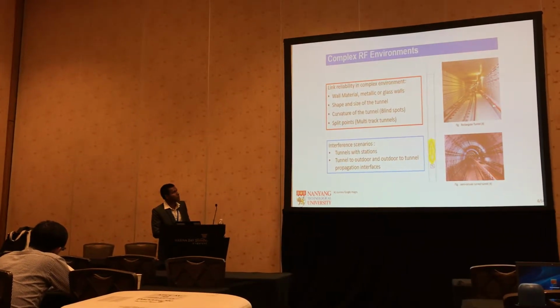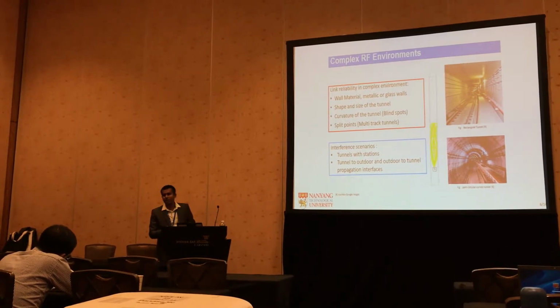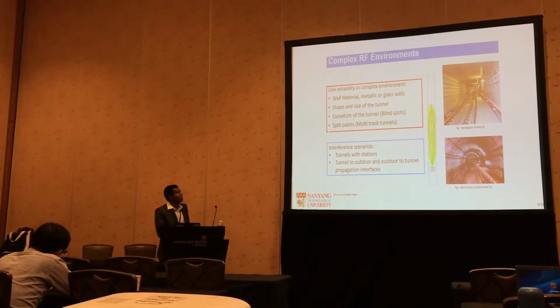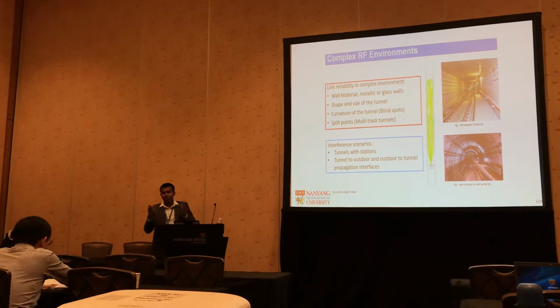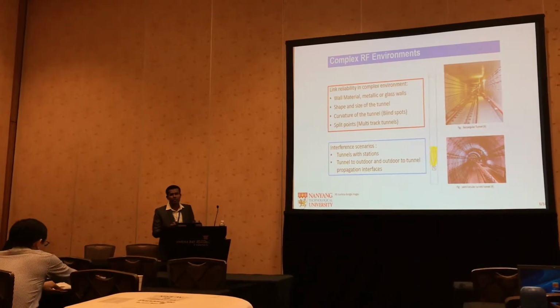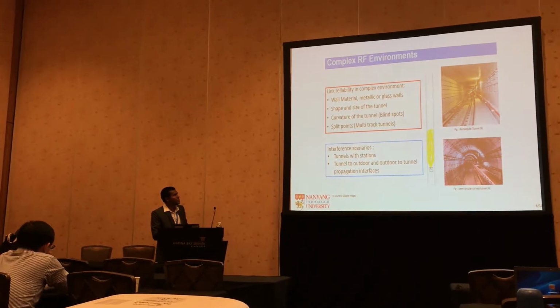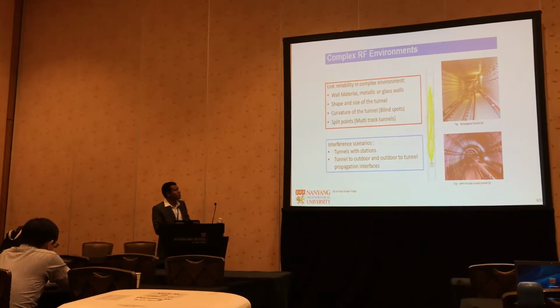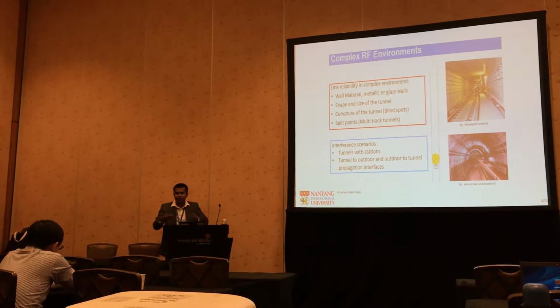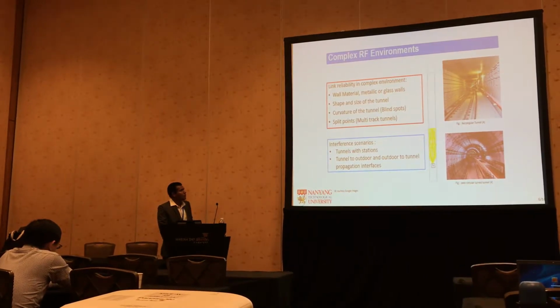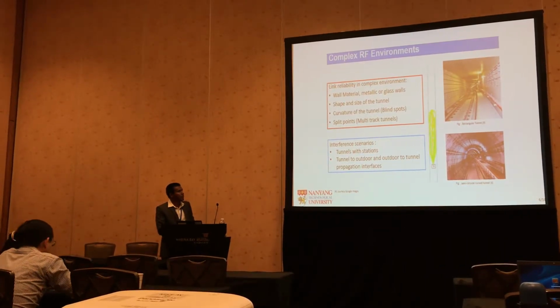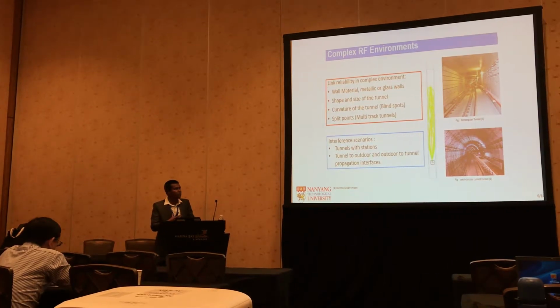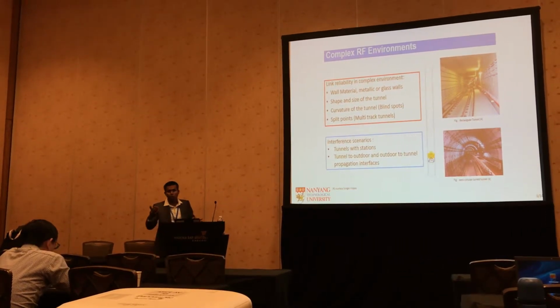So these are the complex environments like tunnels of different shapes, rectangular, curved, and the complexity is because of different materials used in the tunnels, pipes and metallic structures, shape and size of the tunnel, curvatures of the tunnel, and split points where you have multi-track and single-track. And there are interference scenarios like tunnels with metro stations in them, tunnels to outdoor, outdoor to tunnel.